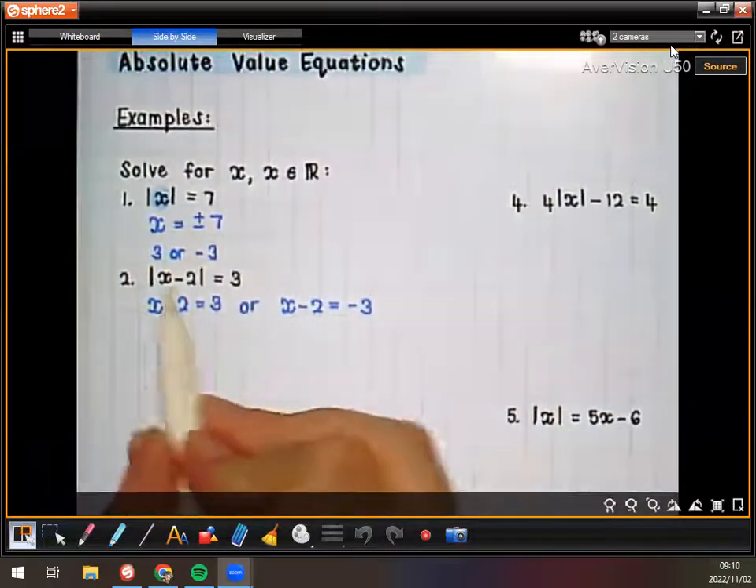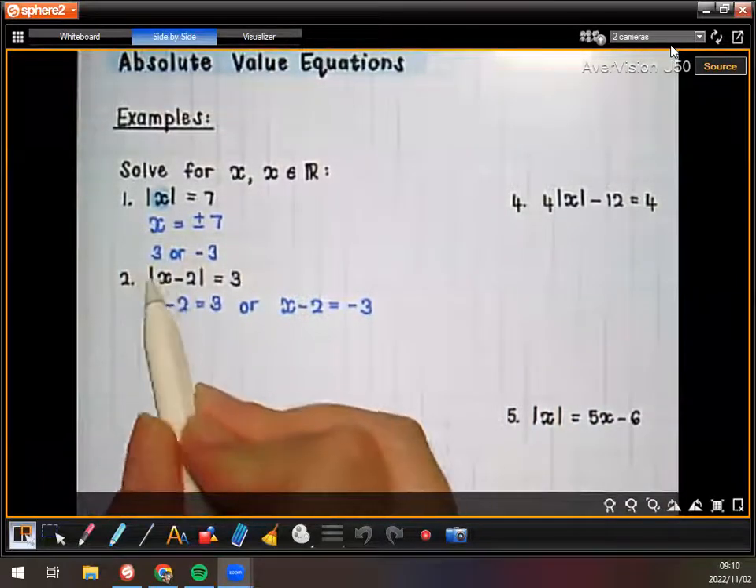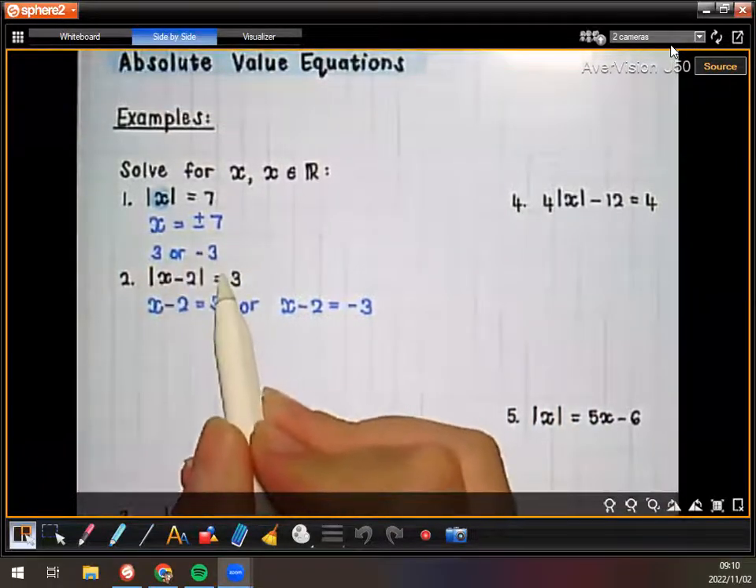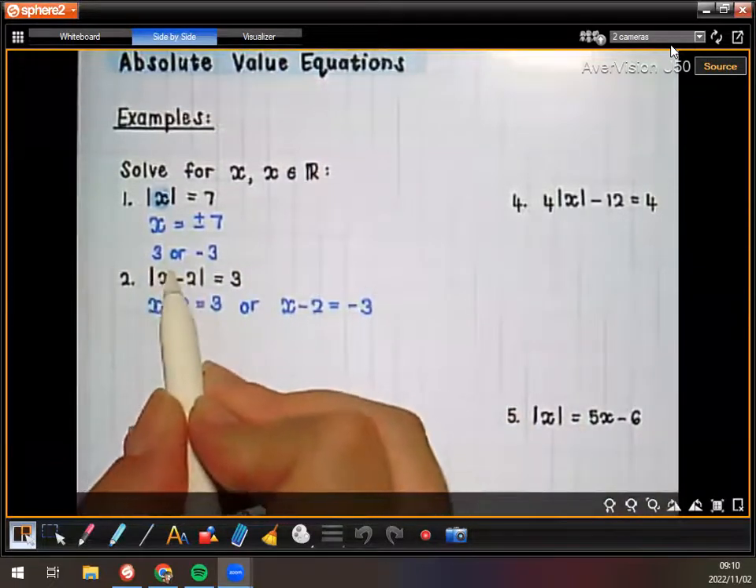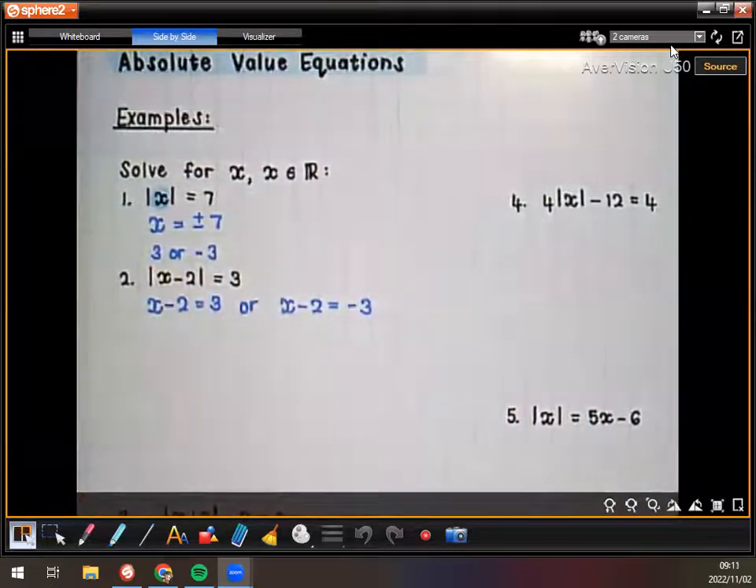If this expression is 3, then that means the absolute value of 3, which we know is 3, right? But if the expression is equal to negative 3, then we have the absolute value of negative 3, which is also equal to 3. And now we're going to have to solve for x in each of these equations.